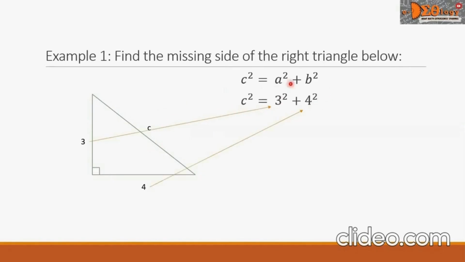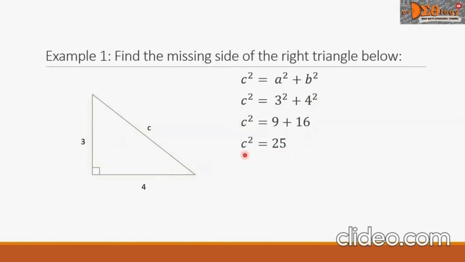C square equals the a square now becomes 3 square. Then plus the b square is now 4 square. Then we will simplify further. The 3 square is 9 plus 4 square is 16. We will just copy the c square down here. Then we will add this 9 and 16 becomes 25.